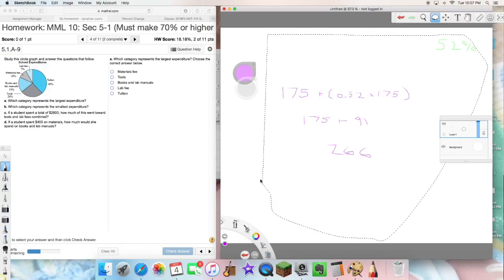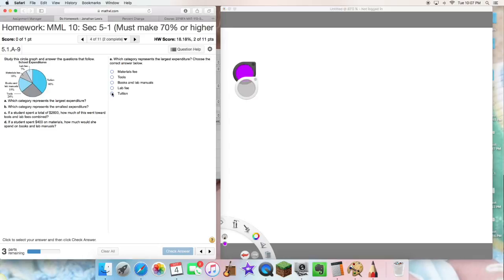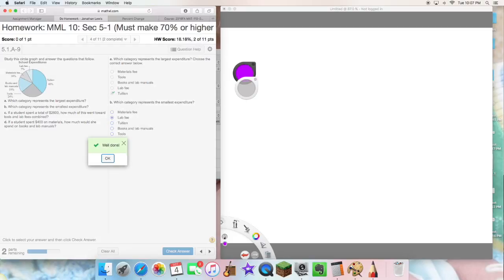Clear off my board. All right. Now, okay, this part's easy. Which category is the largest expenditure? Well, look at the graph. Which chunk is bigger? Hey, tuition. All right, so click it up. All right, I'm done. Which is the smallest? Well, the smallest chunk. Hey, lab fee, 7%. Click it. All right, I'm awesome.